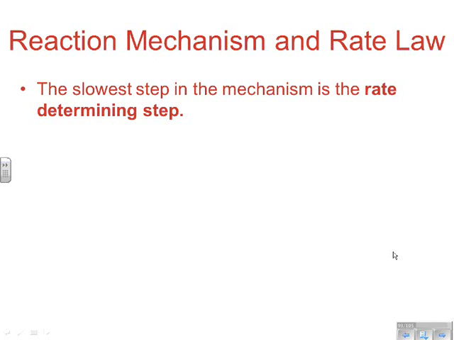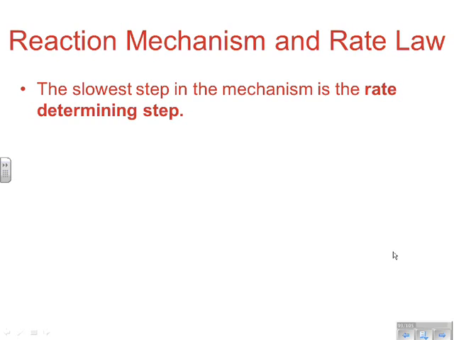The slowest step in the mechanism is what's called the rate determining step. And the reason why it's called that is because it has the biggest impact on the overall rate. If you have a series of fast steps, something that happens in a fraction of a second, and then your last step takes 30 seconds, yes, the individual steps contribute a little bit to your overall time, but what contributes most is that very slow 30-second step.